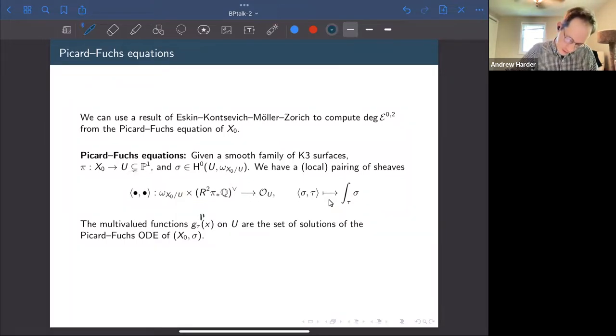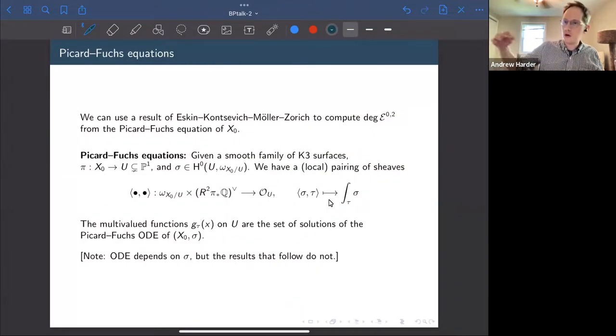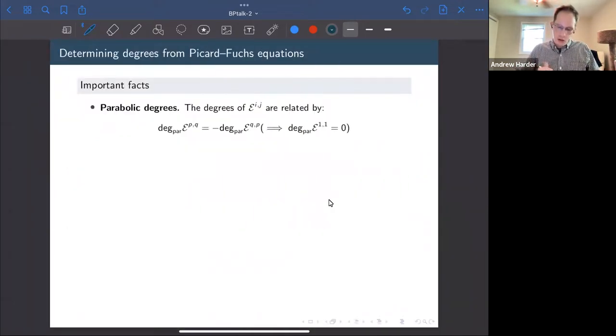So if I take the multi-valued functions that I get, which I'll call G tau, so these are sigma paired with tau on U, these can be viewed as the set of solutions of a specific differential equation, which I'll call the Picard-Fuchs ODE of the pair X0 and sigma. So these depend on the choice of holomorphic form that I made, but the results that follow don't make any reference to that. So I get a Picard-Fuchs equation for a family of K3 surfaces. And then I can use that Picard-Fuchs equation to determine the degree of E02. So I'll make some comments about what exactly the process to do this looks like.